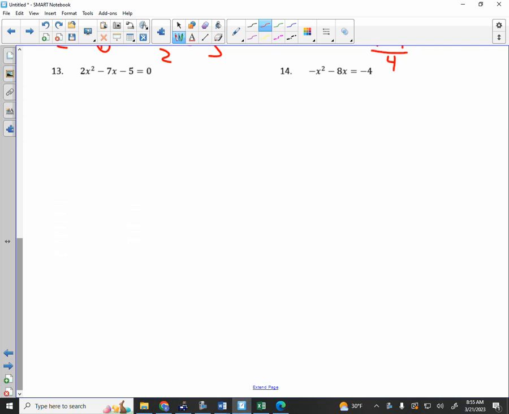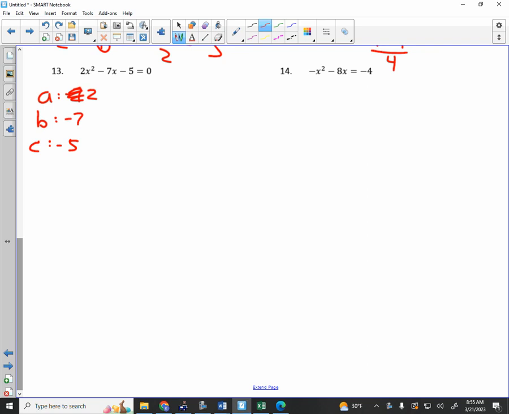Two more. A is negative 7. I'm sorry, A is positive 2. B is negative 7. C is negative 5. If it helps you, write down A, B, and C. I'm doing that this time. Just see if that helps some people.